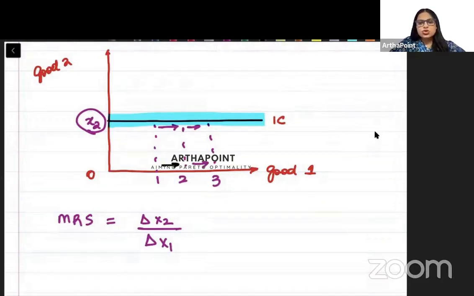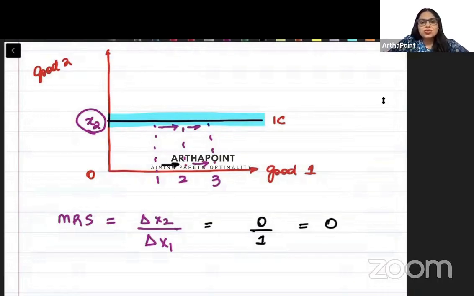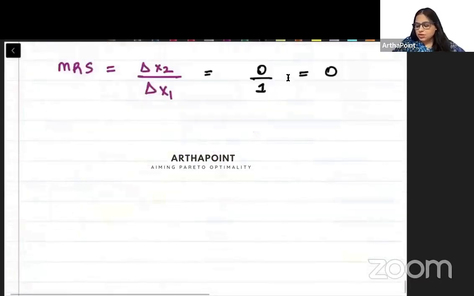Isn't it? So if your utility is unchanged, beta, अगर utility change हो ही नहीं रहा, so for an extra unit of good 1, you will give 0 units of good 2. So what will be MRS? 0. That is the answer to this homework question. तो क्या हो जाएगा MRS? MRS will be 0. Okay.